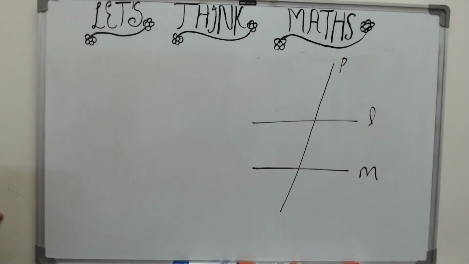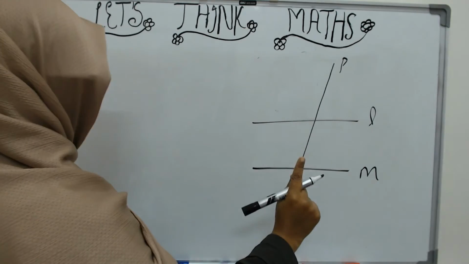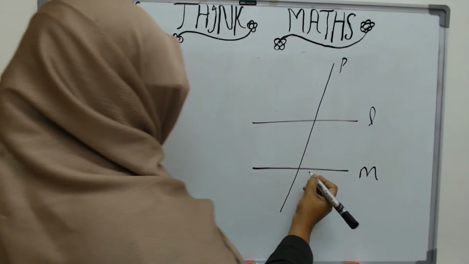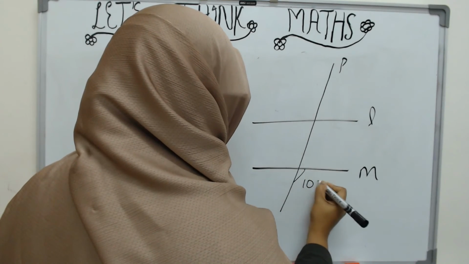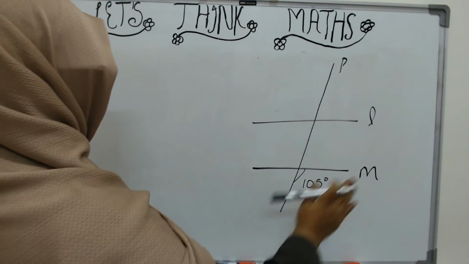We will see. Now see this transversal. Now we will just take one measure. For example, randomly we will pick one. Suppose this one is 105. Using that information, we will find all the others.